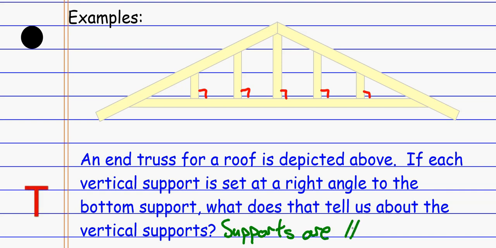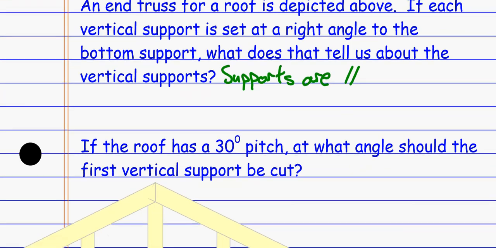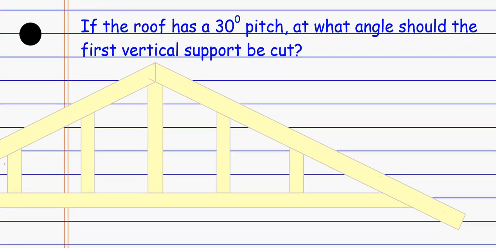And you're probably going, okay, well, yeah, that was obvious, but what does that matter? Who cares? Okay. This is why that's important. If I zoom in on the thing, ready? It says if the roof has a 30-degree pitch, at what angle should the first vertical support be cut? And if you don't know what pitch is, the pitch is how steep the roof is. So we're going to say that this angle is 30 degrees, okay?